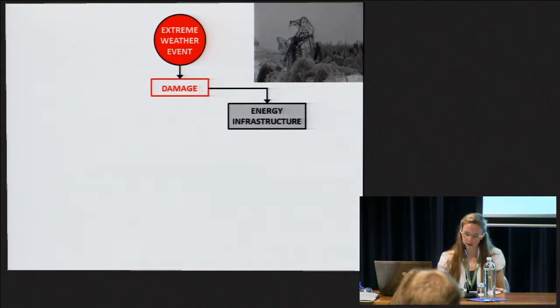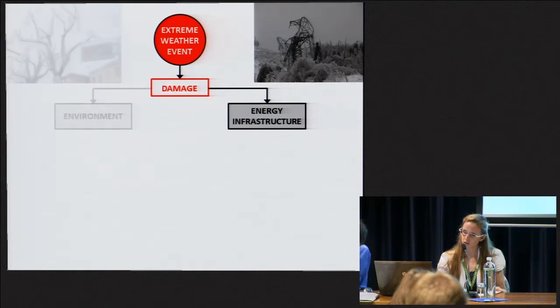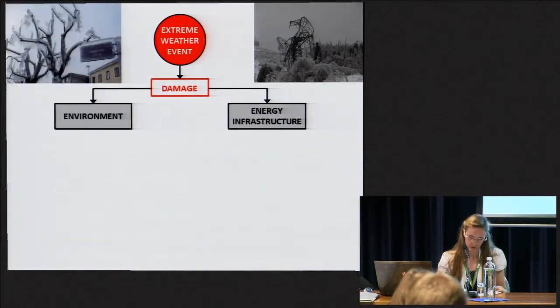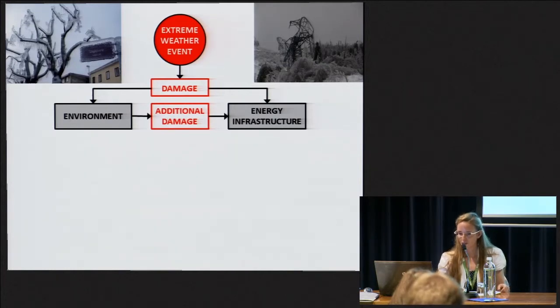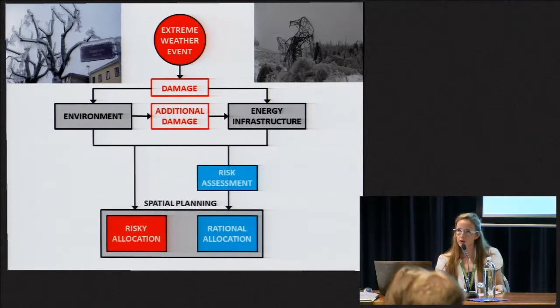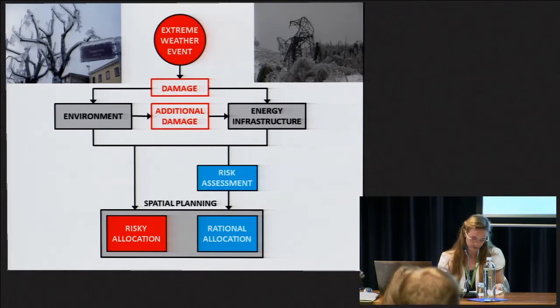So, extreme weather events can cause direct damage to energy infrastructure, and they can also cause damage to the environment, which can then lead to additional damage to energy infrastructure, in case of fallen trees onto power lines, for example. In order to prevent losses, it is rational to include risk assessment into early stages of development planning, so that we find locations where the infrastructure would be less vulnerable to specific extreme weather events.